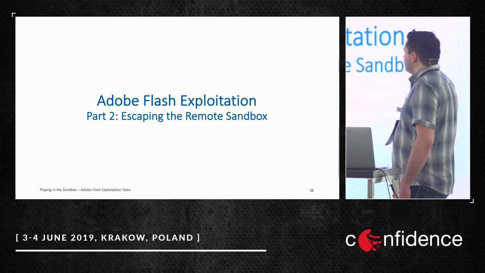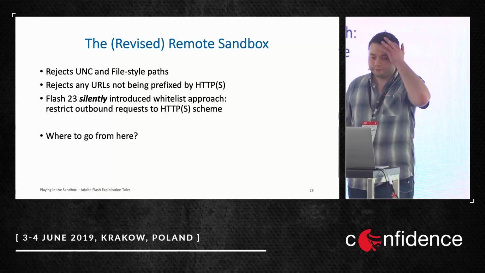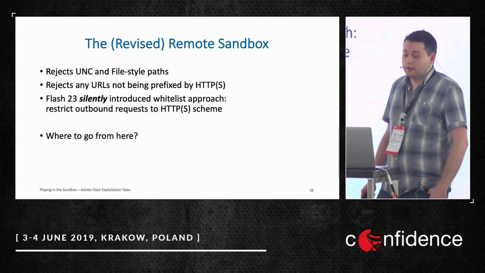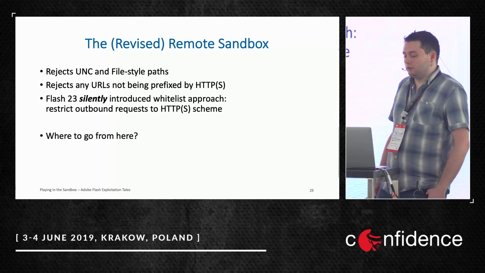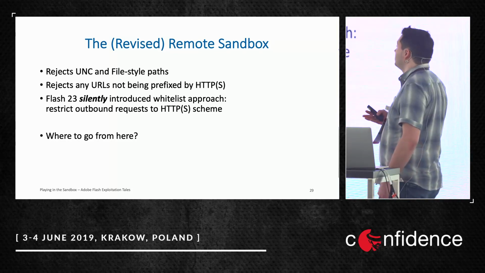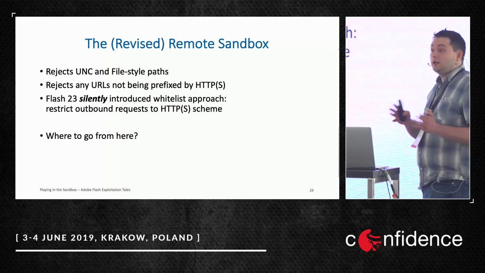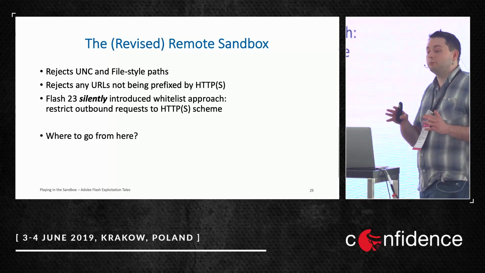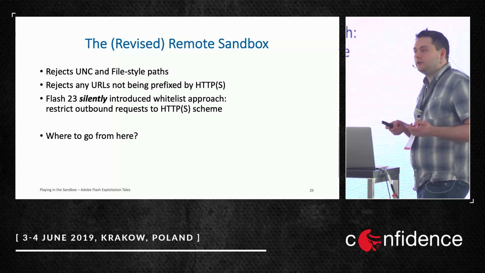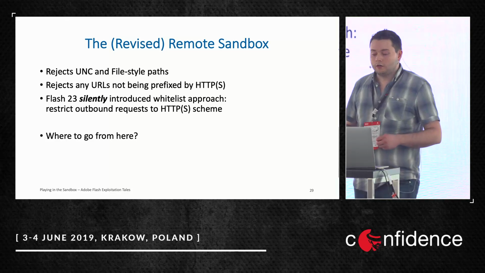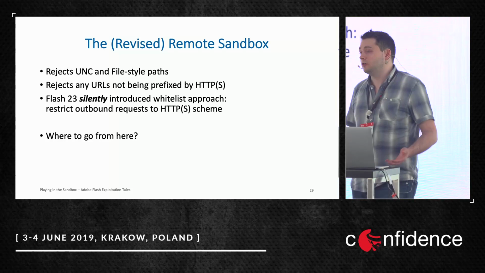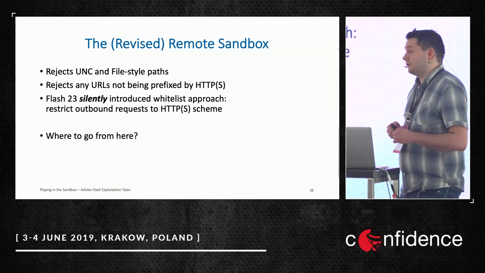So moving on to the remote sandbox, it turns out that they actually did change it. Basically, the remote sandbox now rejects UNC and file style paths. In fact, it rejects any URL which is not prefixed by HTTP or HTTPS. So it turns out that Flash 23 introduced a whitelist approach. And so if you want to escape the remote sandbox, you have to think about other options.